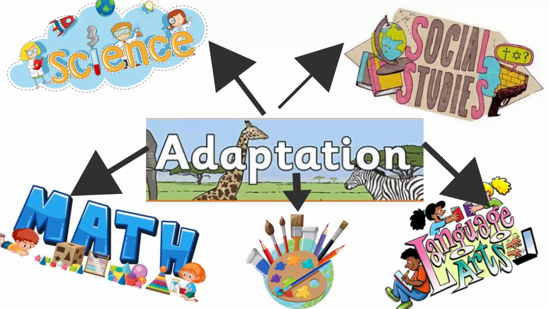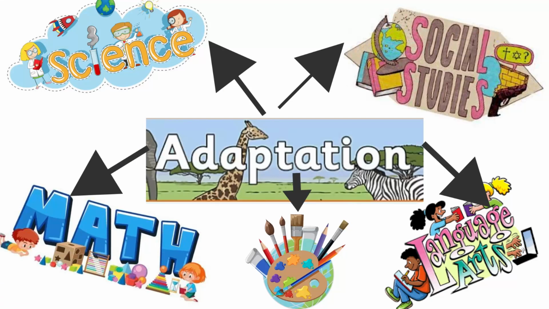Now, adaptation is a process by which animals, plants, and human beings adjust to their environment in order to survive and reproduce. In this mind map, we will explore how the concept of adaptation can be taught across different subject areas to our students effectively.